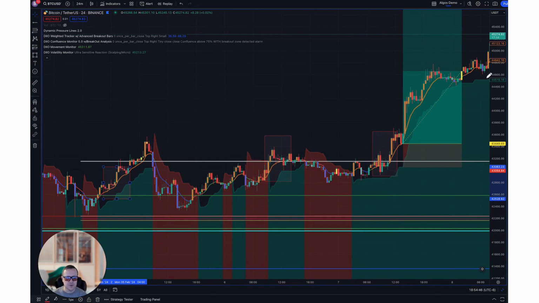In fact, in this whole move upward, which just happened today, February 8th, we only saw one slight breach in the volatility cloud, and that was in the 24-minute. But again, keep in mind, we are using the appropriate setting for this time frame.